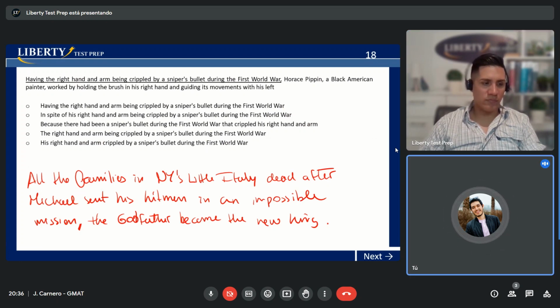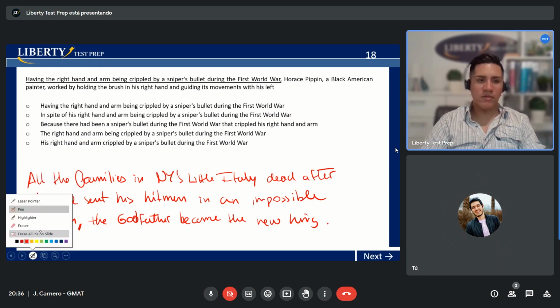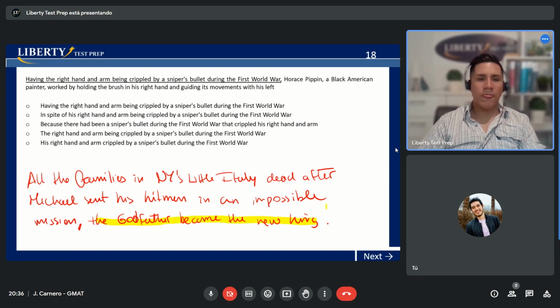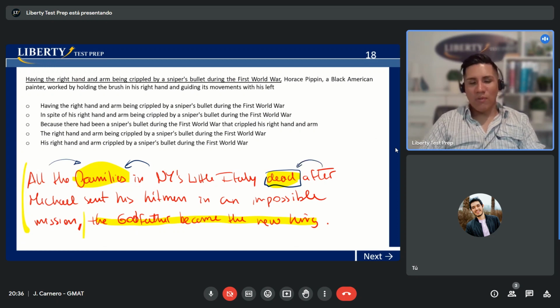Well, the main clause is: the Godfather became the new king. Yes, that's the main clause. Perfect. What is the other part? Is it a noun plus noun modifier? Yes. All the families in New York's Little Italy: families, noun. Dead, adjective. Now, what are the other words? They're a little fluff, just modifiers. All is a modifier for families. In New York's Little Italy is a modifier for families. Dead is the main modifier for families. After is a modifier for dead. So all of them are modifiers, and that's fine. That's not a problem.